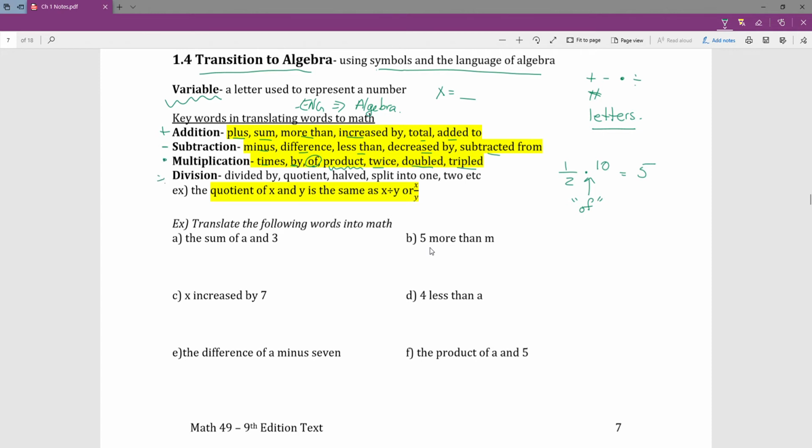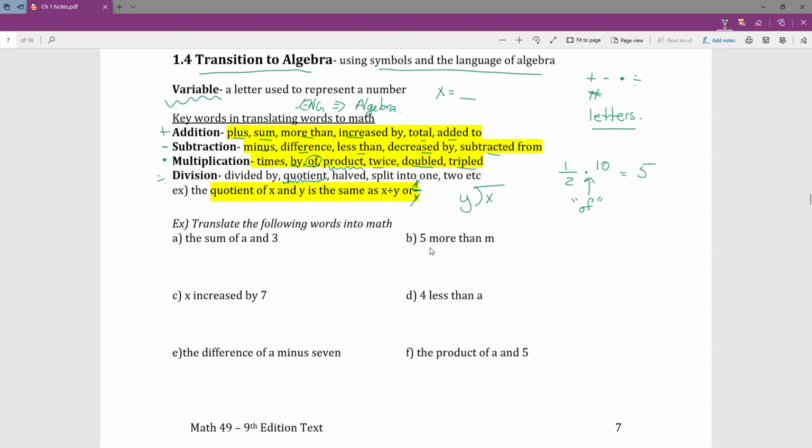And then division. Division is divided by, or quotient. That's kind of the parallel to product, big fancy word. And then you could half things, so divide by 2, split into 2 or 3 or 4 or any of that. So the quotient of x and y is the same as x divided by y, or x over y, or just one more time, y into x, if you really wanted to do long division with them.